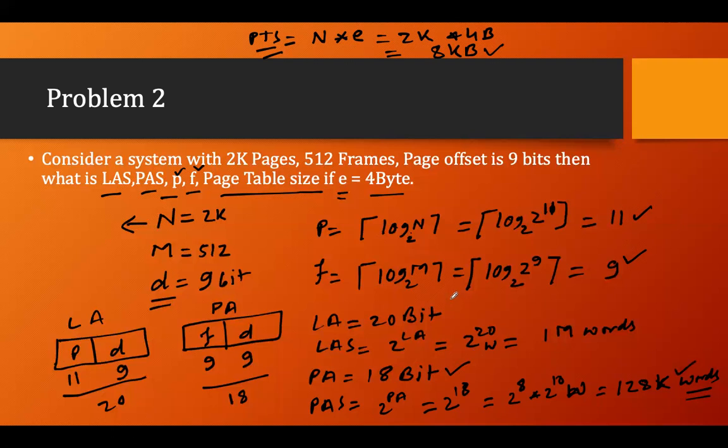So this is how we'll solve the problems related to paging. And for that, the basic concepts should be clear. What is logical address space? What is logical address? How many bits are required for the logical address? And how many bits are required for the physical address? What is the entry size, what is the number of frames, what is the frame size and the page size, what are the page table entries. Your logic should be clear to find all those things out.